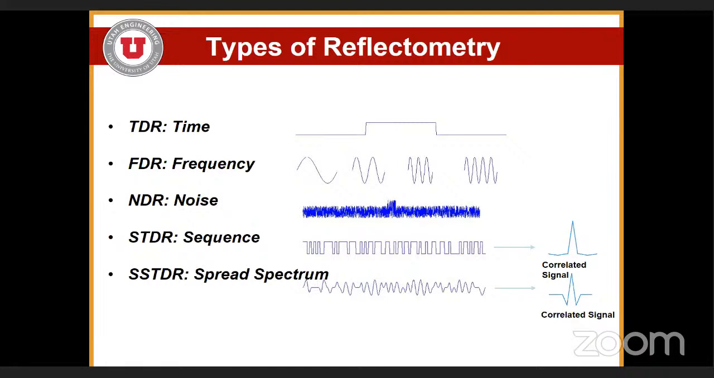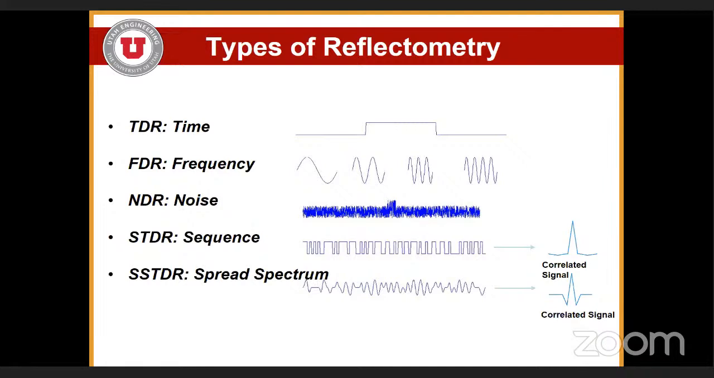Now, the advantage of STDR and SSTDR is that they are very good for live wires. You can make this pseudo noise code very, very small, well within the noise margin of the system that you are testing, and still be able to pull it out because these signals are generally uncorrelated with the noise and other signals that are on the plane. So we're using the same advantage that we see in code division multiple access. We're using that advantage of decorrelation to be able to test on live wires.